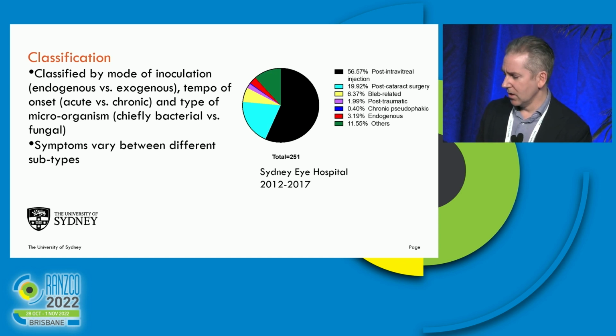As Rowan said earlier, we've explored our cases at Sydney Eye Hospital over a 5-year period leading up to 2017, and because of the burden of intravitreal therapy, intravitreal therapy associated endophthalmitis really forms the bulk of cases that we see. And this is followed by post-cataract surgery endophthalmitis, which you can see there, and more rarely things such as bleb-related and other forms of endophthalmitis.